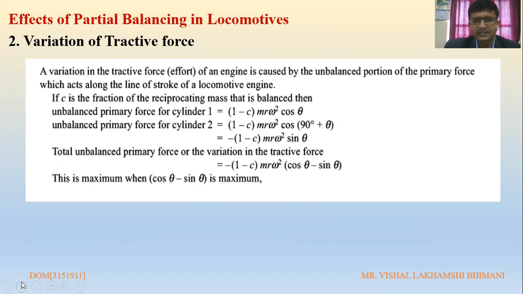We have already discussed what the primary force and the secondary force are in that particular system while the forces are applied. So the total unbalanced primary force, or the variation in the tractive force, is equal to (1 minus c) m r omega square (cos theta minus sin theta). This is maximum when cos theta minus sin theta is maximum.